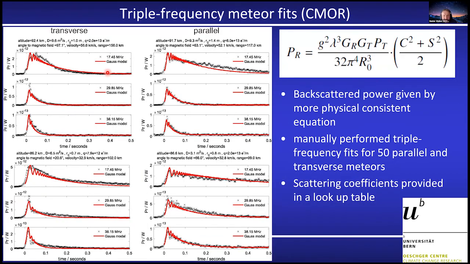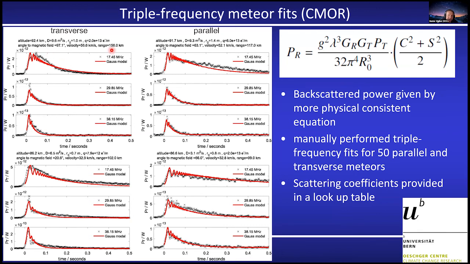We now were able with the CMOR system, because there we have the time of flight information, a well-defined trajectory information from this multistatic configuration, to select cases where we have transverse scatter within 2 to 3 degrees of this perfect 90-degree difference between the transmitted electromagnetic wave and the trail trajectory, and the parallel case as well. And what you can see for these 4 examples is that the black crosses denote the measurements, and the red line shows our reflection coefficients, which were manually fitted for all 3 frequencies to these observations.